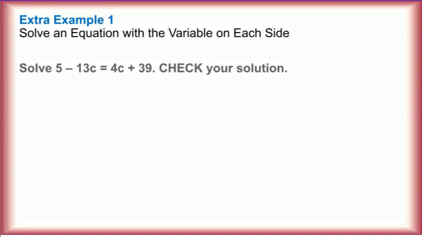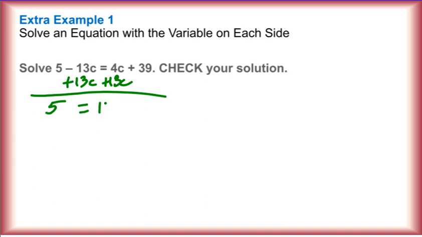Next, solve for c here. Need to get all my c's to one side. Now here I have a negative 13c and a positive 4c. If I want to remain with positive c's, I don't want this negative 13 in here. So I'm going to move my c's to the right. I'm going to add 13c to both sides. And now I'm left with 5 equaling 4c plus 13c is 17c plus 39.